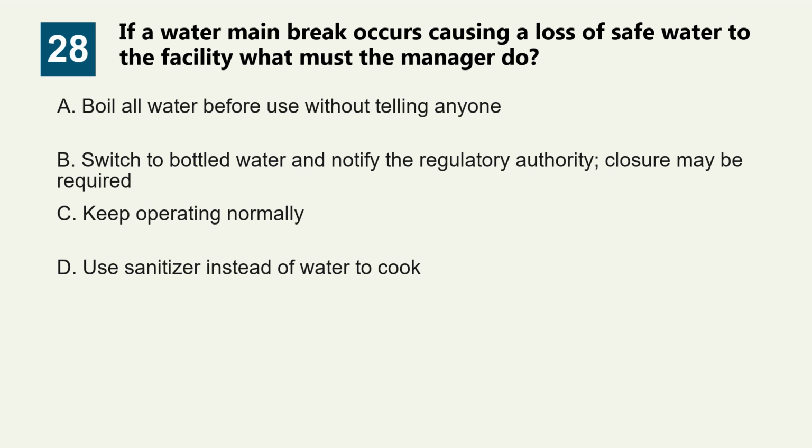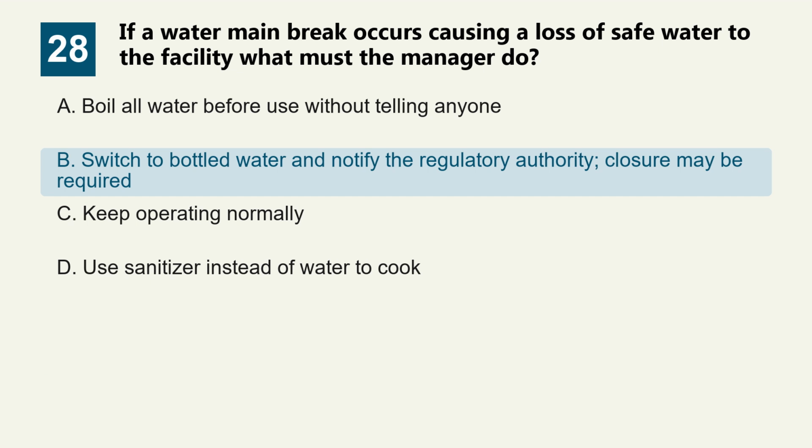Question 28. If a water main break occurs causing a loss of safe water to the facility, what must the manager do? Option A. Boil all water before use without telling anyone. Option B. Switch to bottled water and notify the regulatory authority. Closure may be required. Option C. Keep operating normally. Option D. Use sanitizer instead of water to cook. The correct answer is option B.